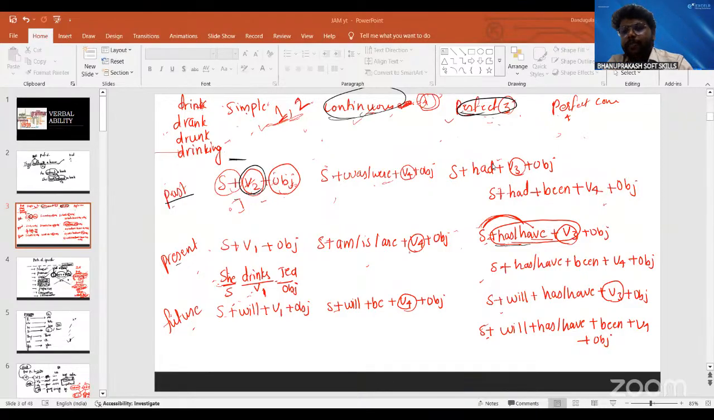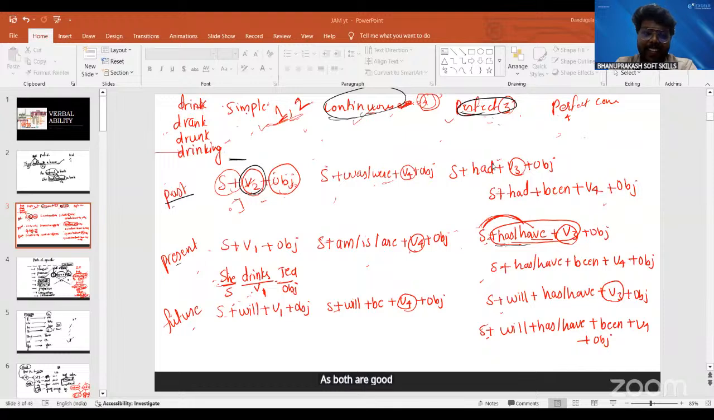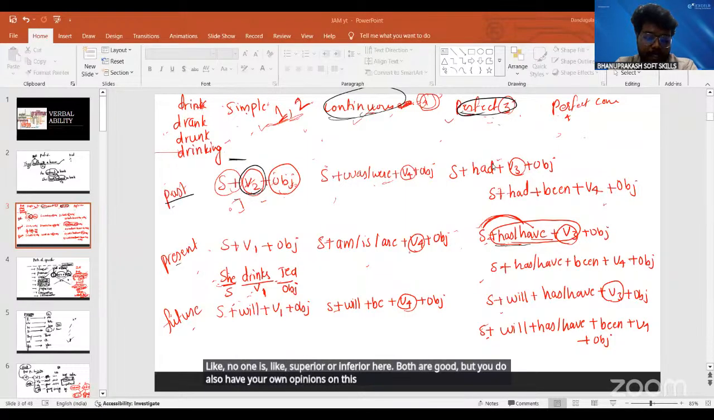So who is great? Men or women? I'll tell you a few aspects, then you can decide. As both are good, no one is superior or inferior here. Both are good, but you do also have your own opinions on this.